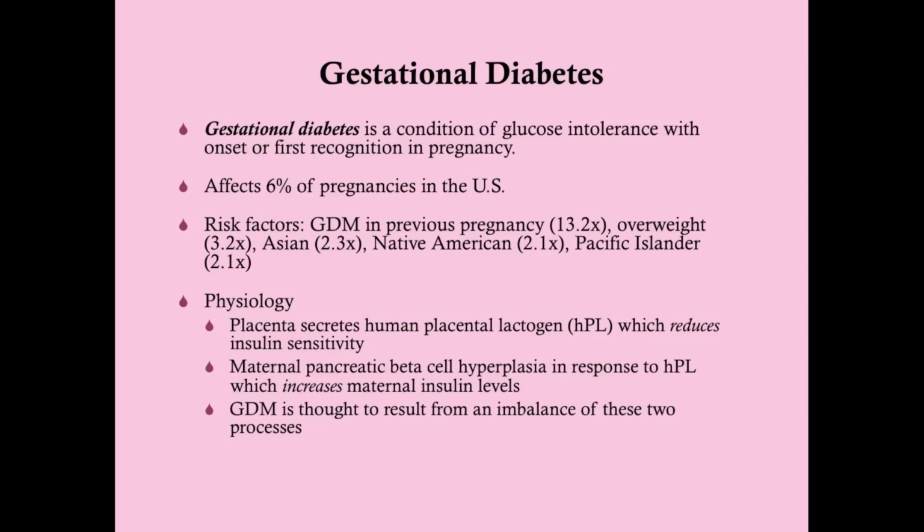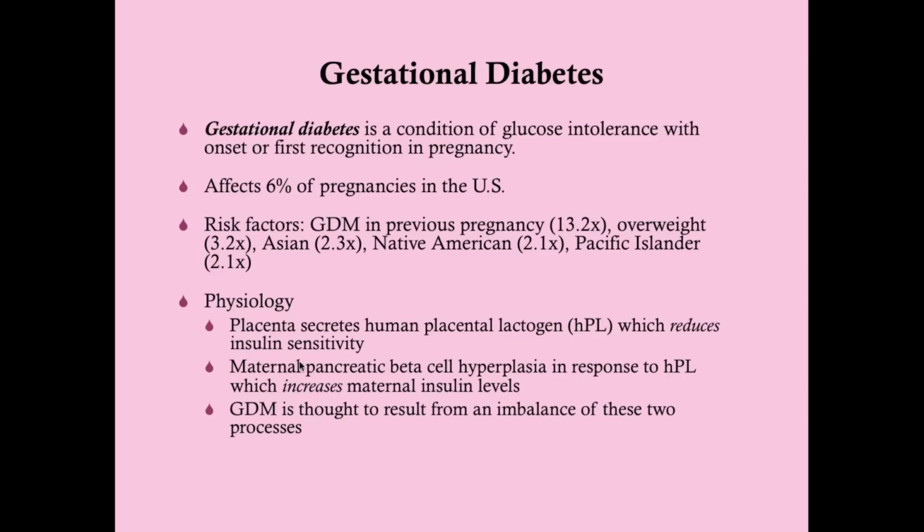So you have a balance here. You've got this human placental lactogen, which is secreted by the placenta. The amount is going to go up during pregnancy as the placenta gets bigger. And then the maternal pancreas is going to respond to that by increasing maternal insulin levels. It's thought that gestational diabetes results from an imbalance of these two processes.